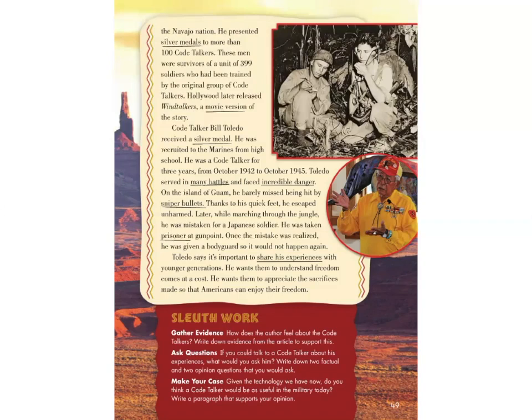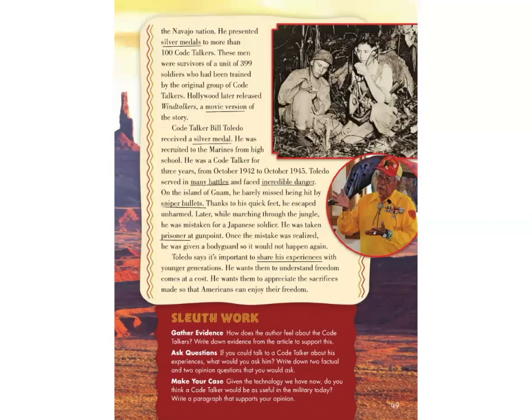Why would the author want us, a younger generation, to know Bill Toledo's experiences? Maybe it's because freedom does come at a cost. What does that mean? Freedom comes at a cost meaning a payment for something. The payment for freedom is the sacrifices that people had to make. Like Toledo explained, he had to dodge sniper bullets and he was mistaken as a Japanese soldier and taken prisoner for us to have freedom. They even had to sacrifice not telling people of their valuable role in the war to continue protecting our freedom. So, how does this support how the author feels about the Navajo Code Talkers?